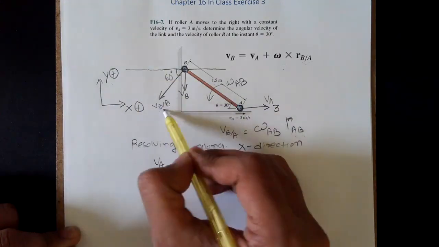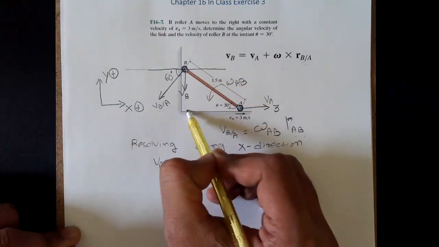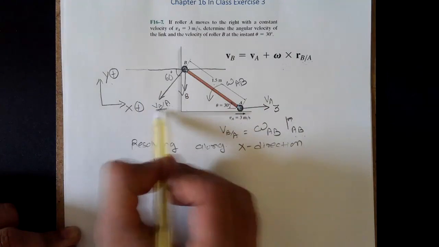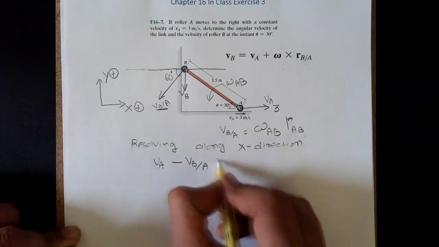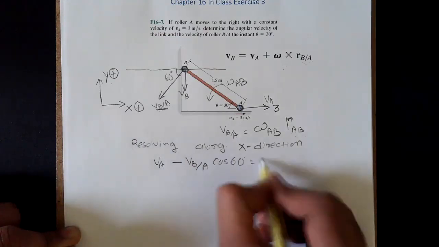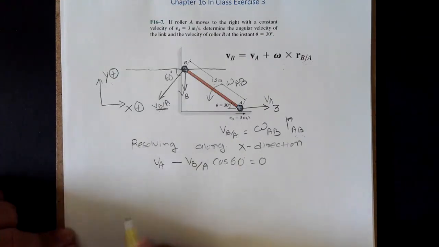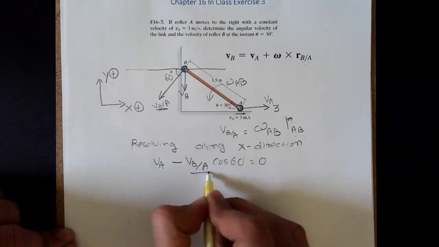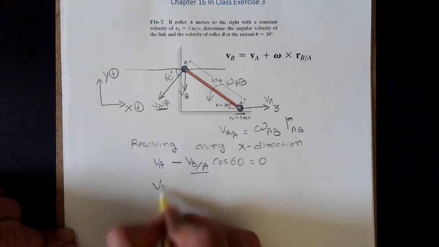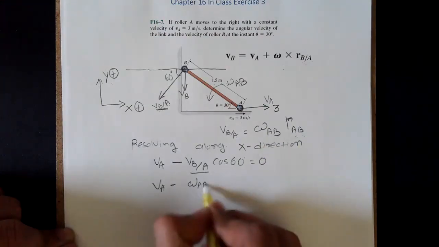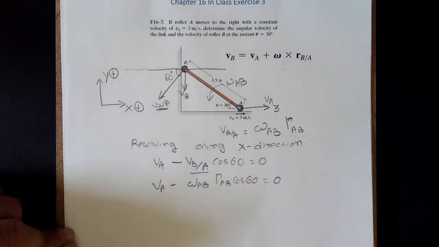And the vertical component is VBA sine 60, and that will point towards the negative y component. So for now, we will consider only the horizontal component of VBA, which is minus VBA cosine 60, equal to 0, because these are the only two velocity components present along the x direction. And now we will substitute VBA in terms of omega and RAB. So it's now VA minus omega AB multiplied by RAB cosine 60 equal to 0.